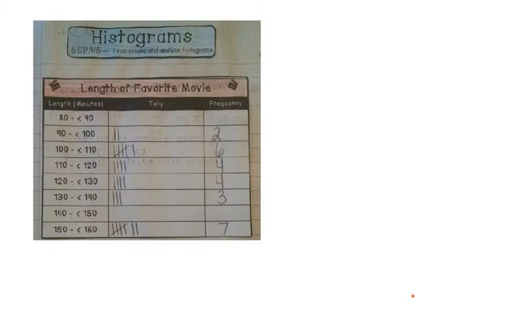So what we're going to do is take that data and create a histogram. Now, histograms are very similar to bar graphs, and they're very easy to make. What's important is that you realize what frequency means. Frequency is how often something occurs.